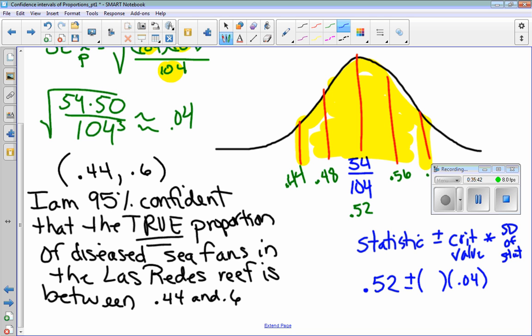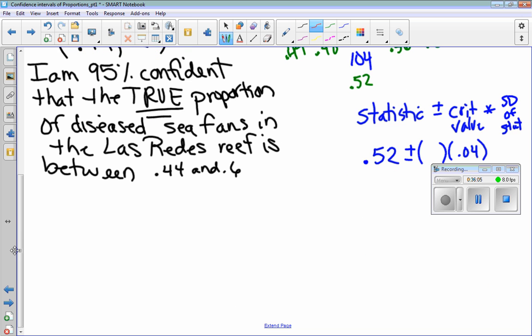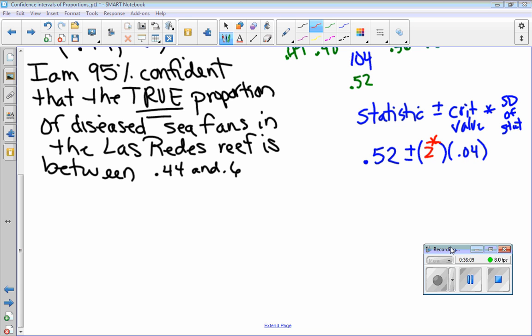Now, what the heck is that critical value? Two standard deviations above and below the mean. We actually call that a z-star value. That's the notation, z-star. Kind of like a z-score, right, with a normal distribution. We're going to call that critical value z-star. And in this case, the z-star that corresponds to 95% is approximately 2. Yes?